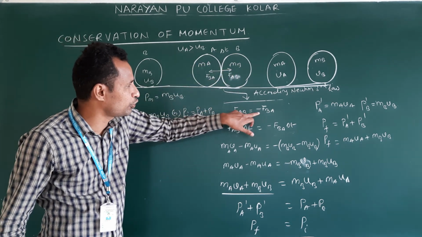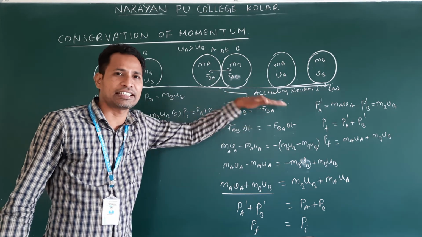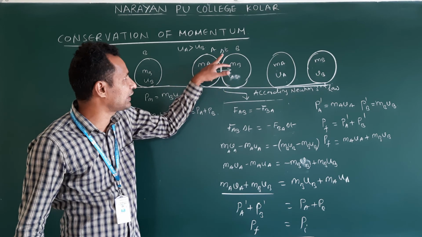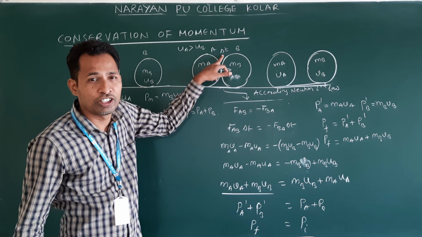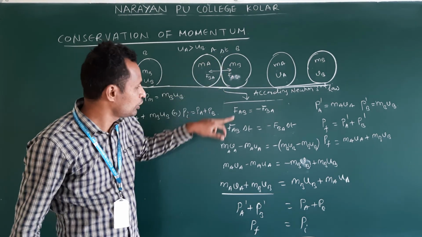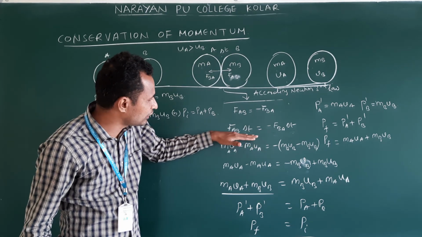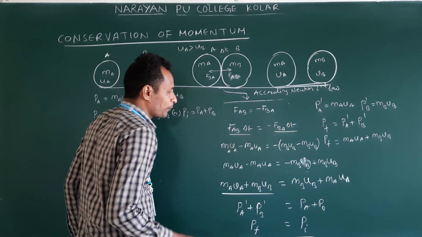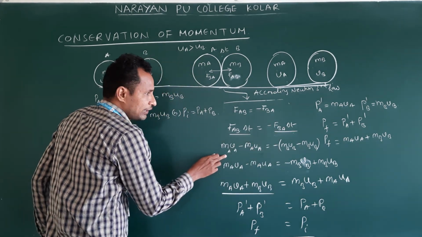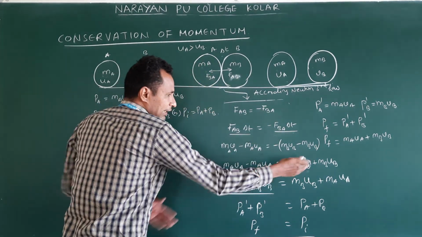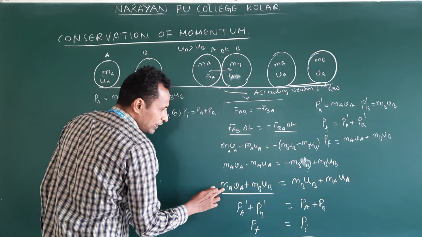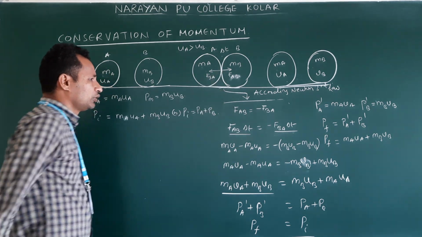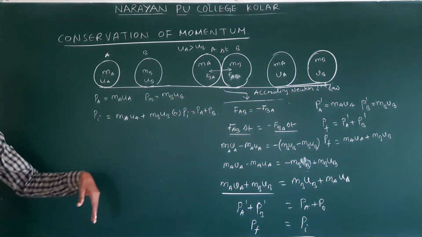FAB is equal to minus FBA. One is action, another one is reaction. We multiply with T because this process takes place in a short interval of time. Force is applied in a short interval of time. So this is impulse on A, this is impulse on B. So impulse of A I wrote, impulse of B I wrote. Again I rearranged. We got final momentum is equal to initial momentum. Right? So take this, make a note on this. This we can expect for 5 marks.